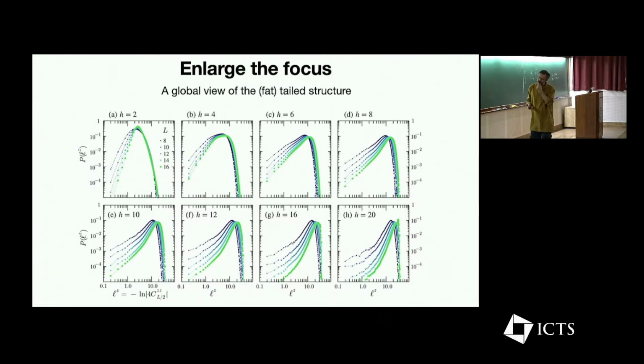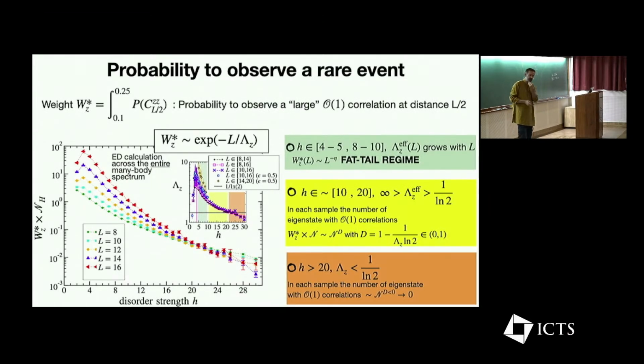But how to do better? To do better, we say, let's try to integrate a part of this distribution to estimate the probability of observing a rare event of strong correlation. This is this weight, W star. Here I picked a cutoff at 0.1, but that can be 0.2, 0.15. This value is not really important. This is just the integral of the largest part of the correlation.